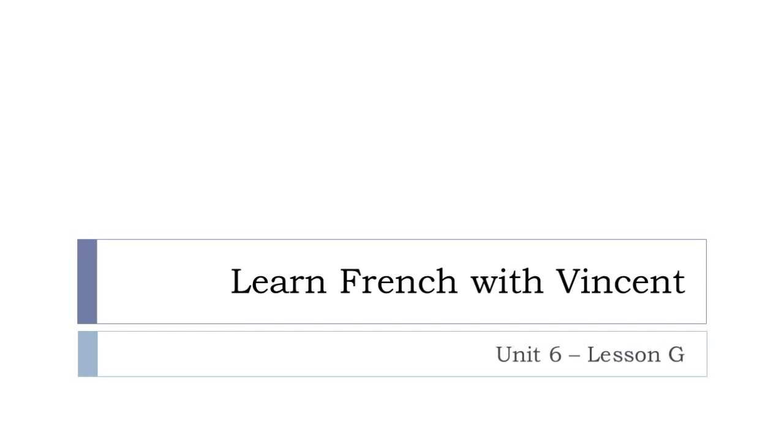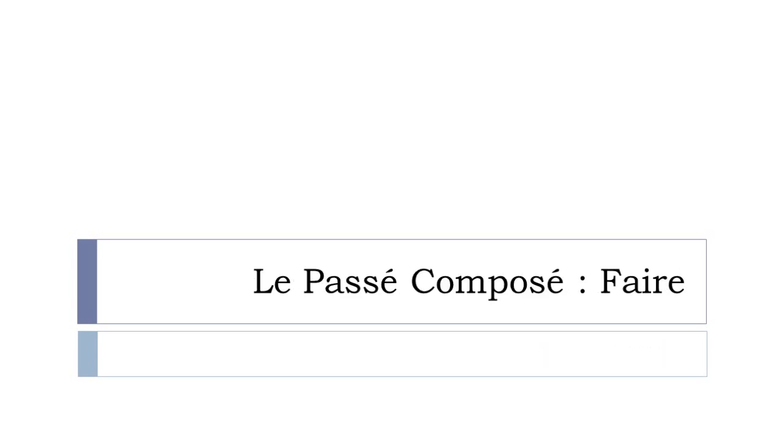Bonjour à tous and welcome to Learn French with Vincent. This is Unité 6, Leçon G. And in this lesson, we'll see together le passé composé of the verb faire. Faire is to do, and then we'll see together the passé composé form.